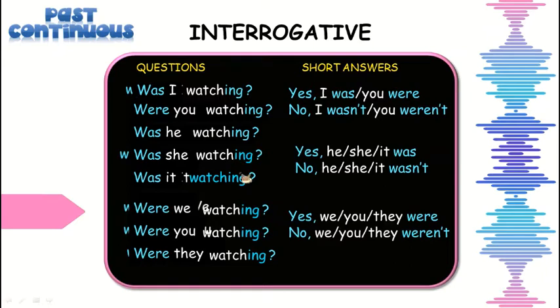So in the question form, or in the interrogative form, I simply switch between the subject and the verb. I put was before I and he and she and it, plus the subject plus my verb and ing, and of course I never forget the question mark. Was I watching? Was he watching? Was she watching? Was it watching? And if it's you or we or they, I put were before you or we or they, plus the subject itself, plus the verb, plus ing, and of course I do not forget that question mark. Were you watching? Were we watching? Were they watching? Okay.